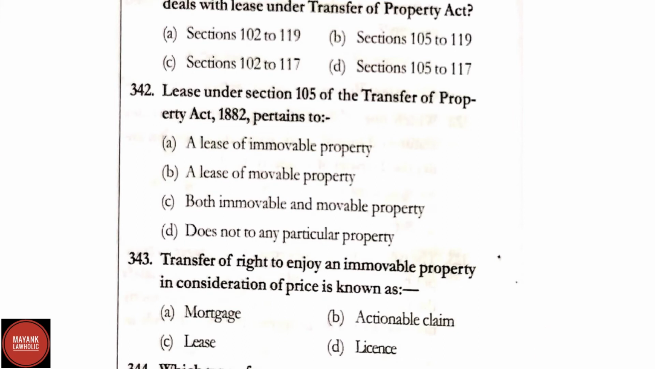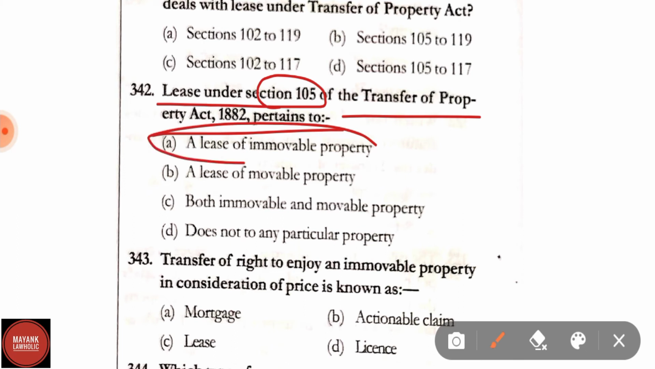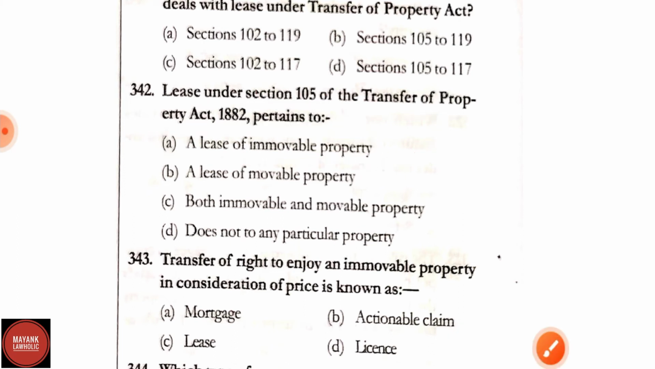Question number 342. Lease under section 105 of TPA pertains to a lease of immovable property, a lease of movable property, both movable and immovable property, and option D, does not pertain to any particular property. Here correct answer is option A, lease of immovable property.